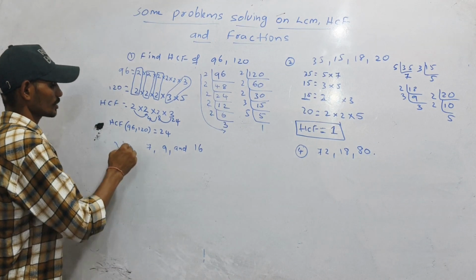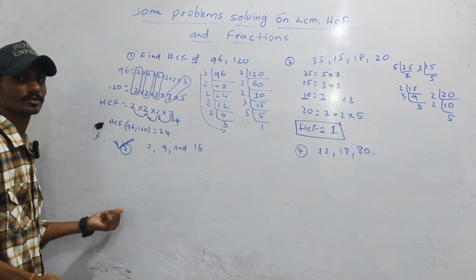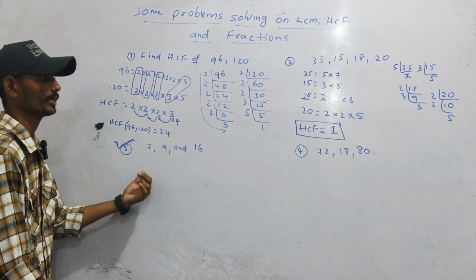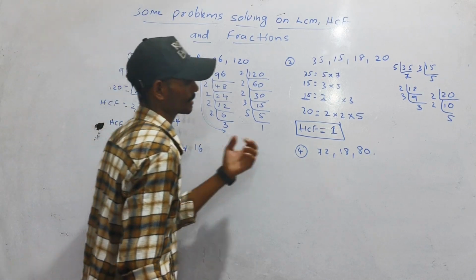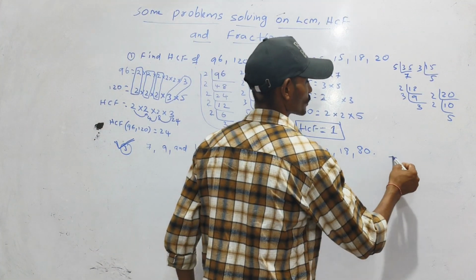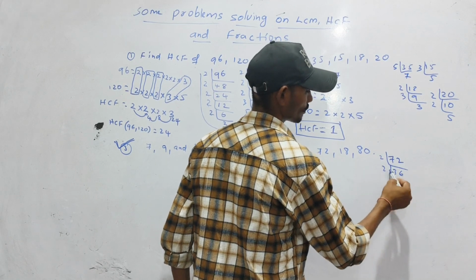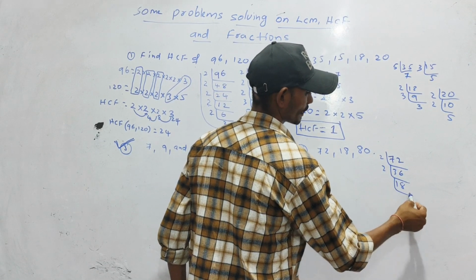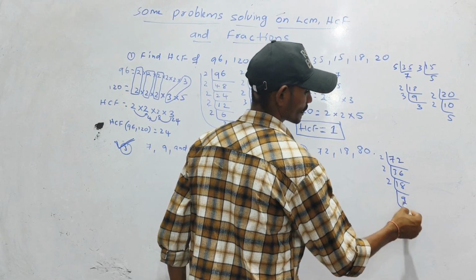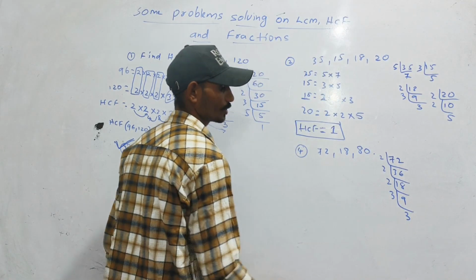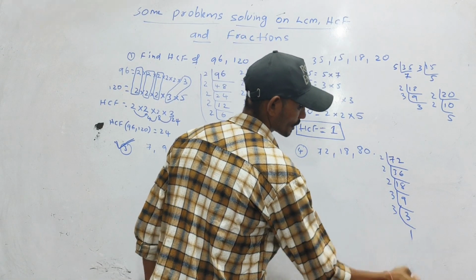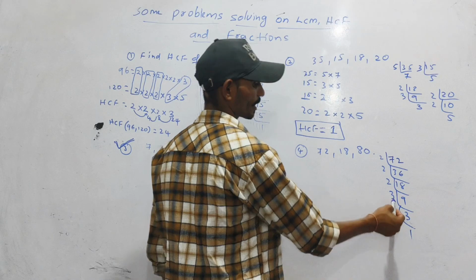This question is for you. Solve it in the same manner and put your answer in the comment box. Next, solving these problems. For 72, you find 2 36s, next 2 18s, next 2 9s, next 3 3s. So you again get 3 1s. There is no use of 1, that's why I stopped there.